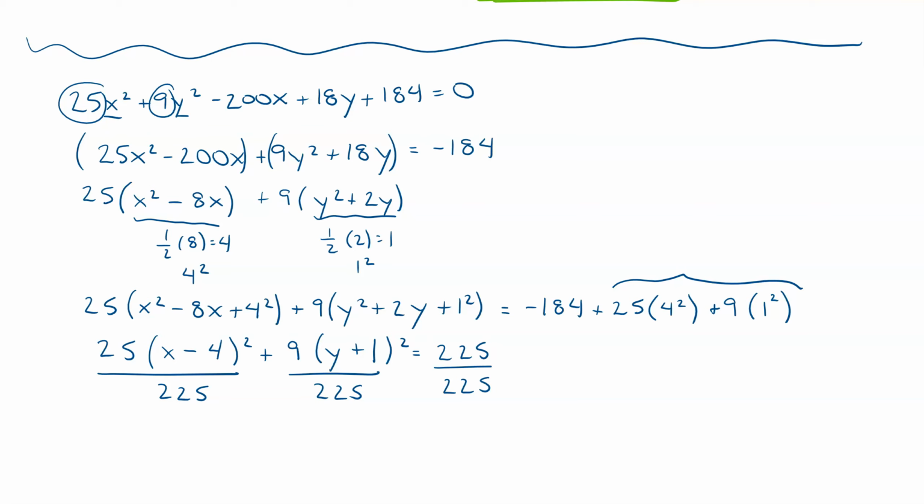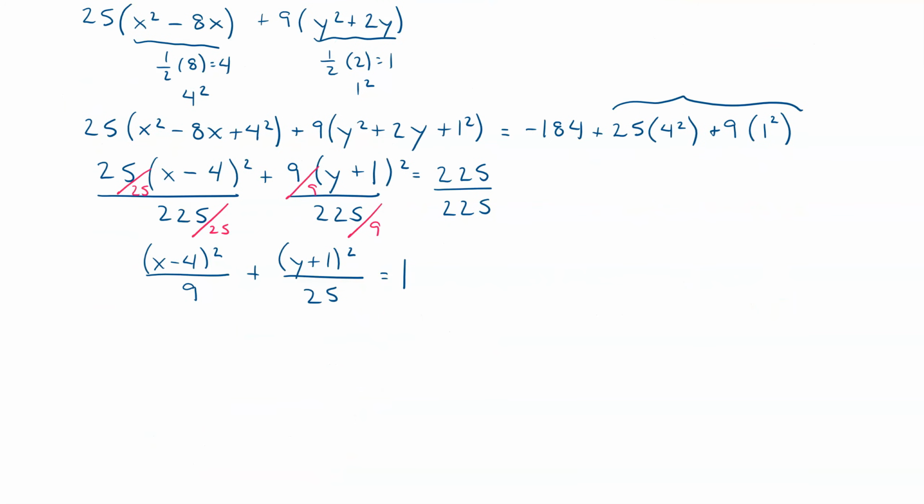And instead of thinking of it as reduce the fraction, I'm going to think of it as what I do to the top, I'm going to do to the bottom. So if I divide the top by 25, I divide the bottom by 25. If I divide the top by 9, I divide the bottom by 9. So I have x minus 4 squared over 225 divided by 25 is 9, plus y plus 1 squared over 25, which equals 1. I've taken this equation almost all the way to professional form.